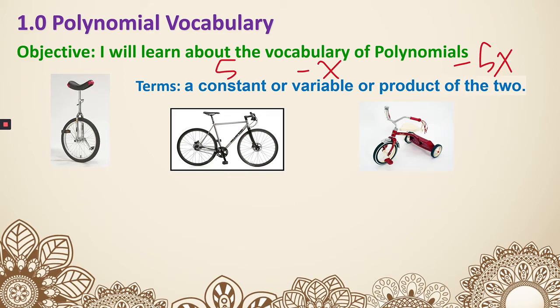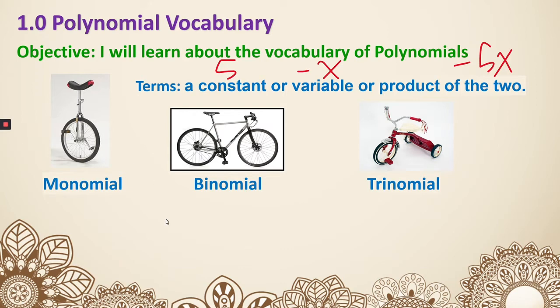Next, you will see these cycles. The first one is a unicycle, or actually some people will call it a monocycle or monowheel. The second one is a bicycle, the third one is a tricycle. Polynomials work the same way. The first one will be called a monomial, which means there's only one term. Then it's called a binomial when there are two terms. Then it's a trinomial when there are three terms. And polynomial means all of these.